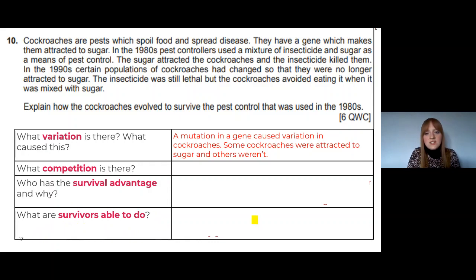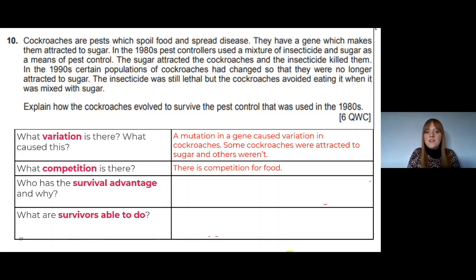Well, a mutation in a gene caused the variation in cockroaches. Okay, so the mutation in a gene caused variation in cockroaches. Some cockroaches were attracted to sugar and others weren't. Okay, that's always going to be your first point, identifying the variation and explaining why there is variation in that species. Okay, in this example then, what is the competition? Well, in this example, they want sugar, they want food, so there is competition for food.